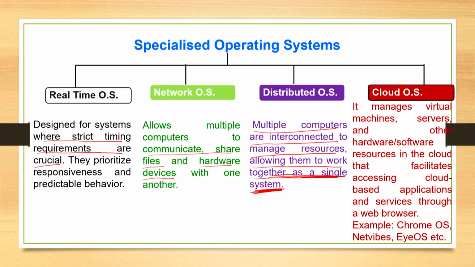Cloud operating system, what does it do? It manages virtual machines, servers and other hardware and software resources in the cloud, which facilitates accessing cloud-based applications and services through a web browser. Examples are your Chrome operating system and NetWare, I operating system. These are the cloud operating systems.